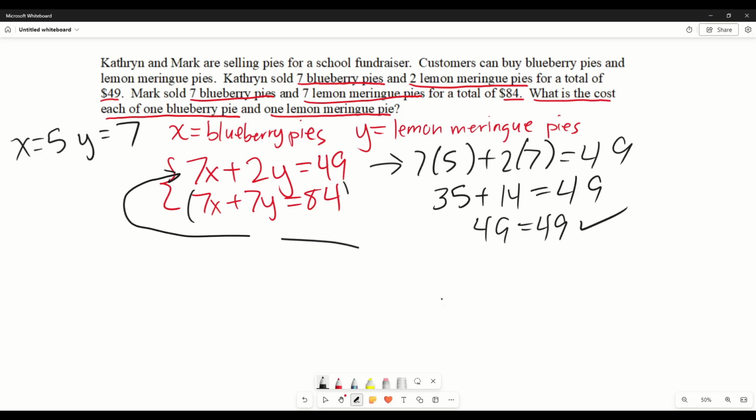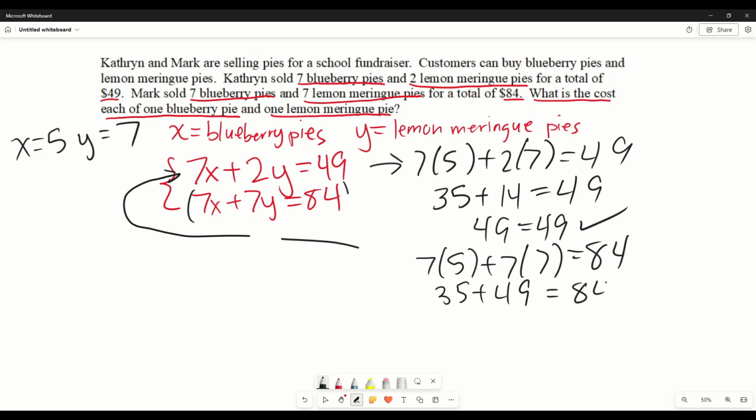And how about the second one? 7 times 5 plus 7 times 7 equals 84. So that's 35 plus 49, which gives us 84. 84 equals 84. Yep, both of those are correct. So this tells us that our answers for x and y are correct for this system of equations.